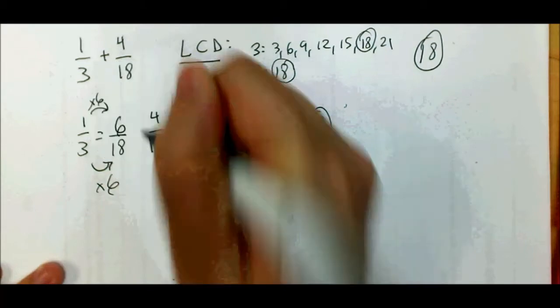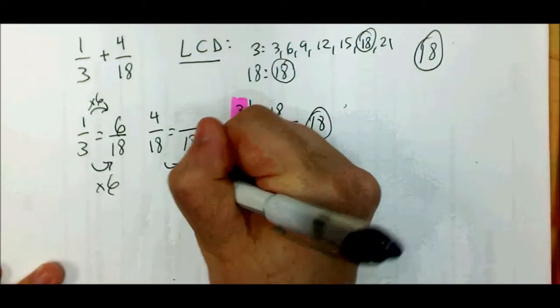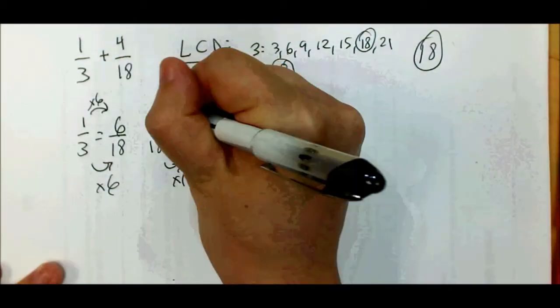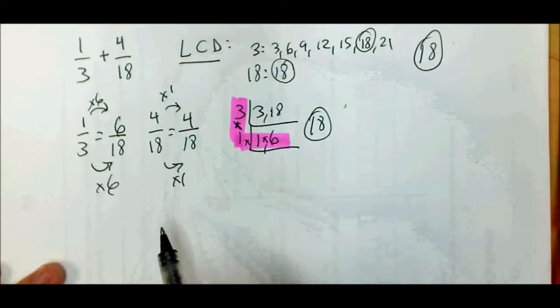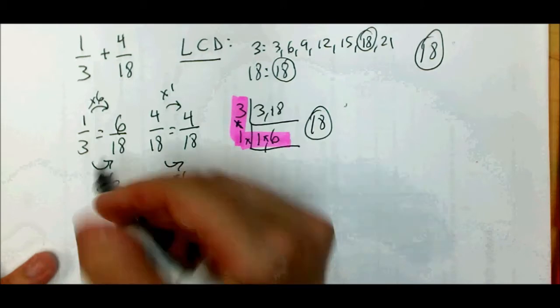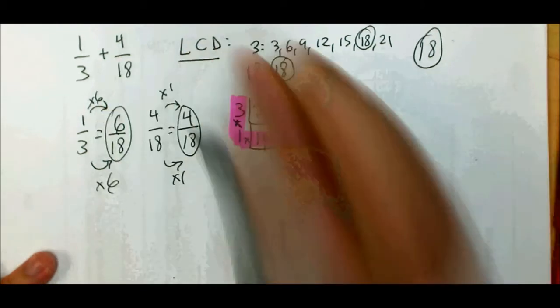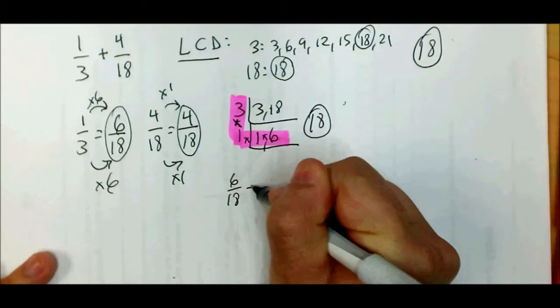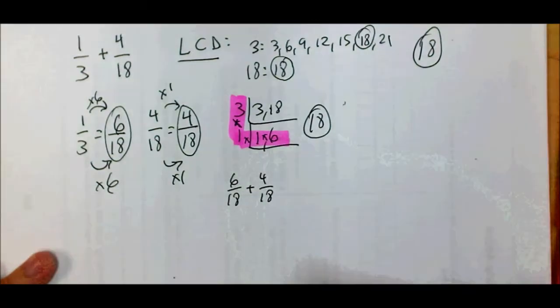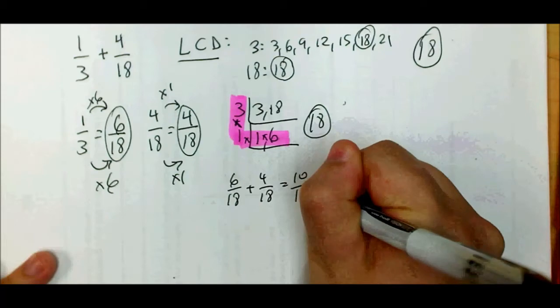1 times 6 is 6. Now 18 times 1 is 18, so I multiply the top times 1. Okay, that one is obvious. You can just copy that over. But that's the basic idea. So now I have these two fractions, and I add them together. So 6/18 plus 4/18 equals 10/18.